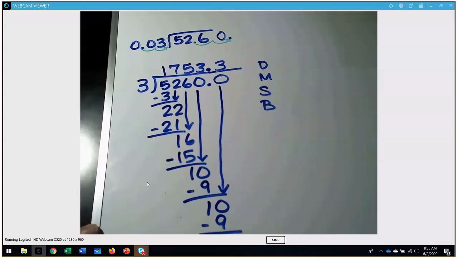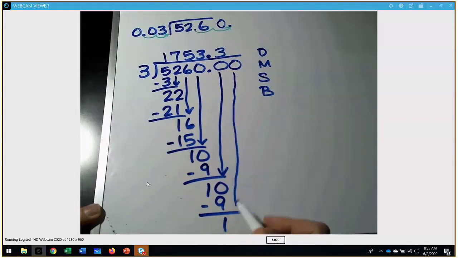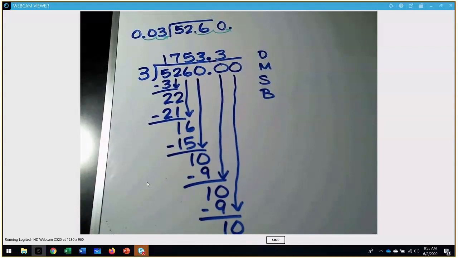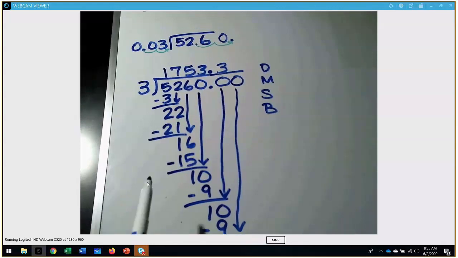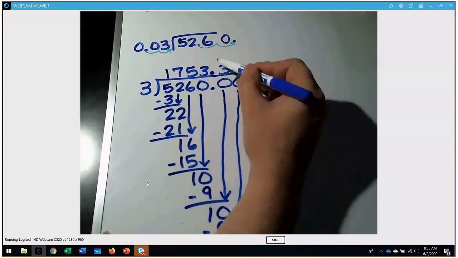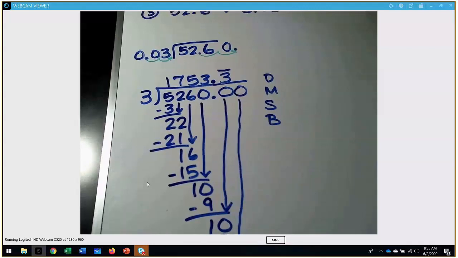Left over. And what's going to happen? What's happening here? Anyone? It's going to repeat. It's going to repeat forever. So once I see that, obviously I'm not going to keep going. Once I see that, I stop and I put a bar over whatever repeats. And that's it. If the homework or your quiz or test required you to round this off, you round it.